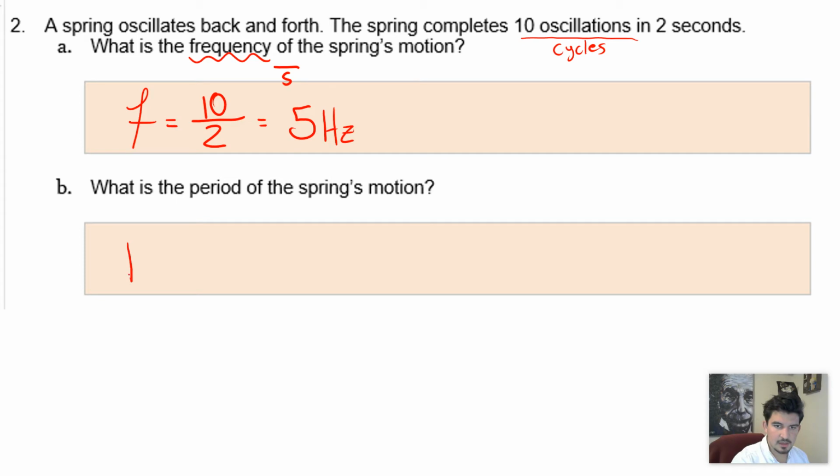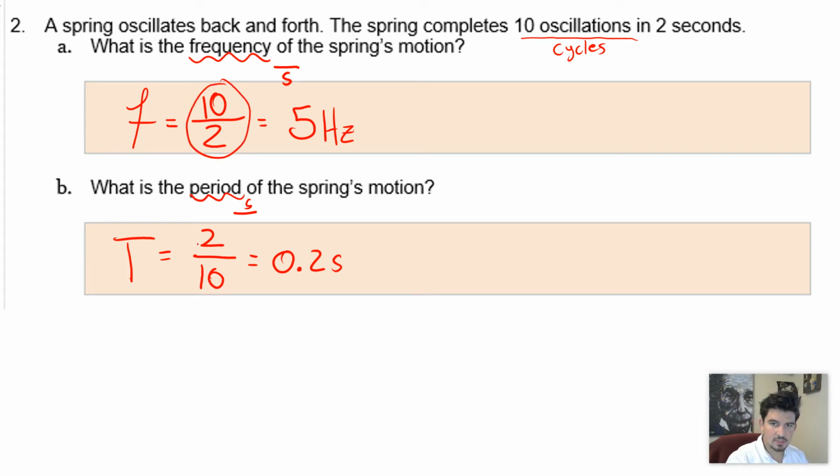Period, we can think of as how many seconds it takes per cycle. So in the case of period, remember, seconds is on the top of our fraction. So we're going to say it's 2 seconds per 10 oscillations, or it has a period of 0.2 seconds. Notice the fractions are simply flipped. So when you're going between frequency and period, all you have to do is flip those fractions.